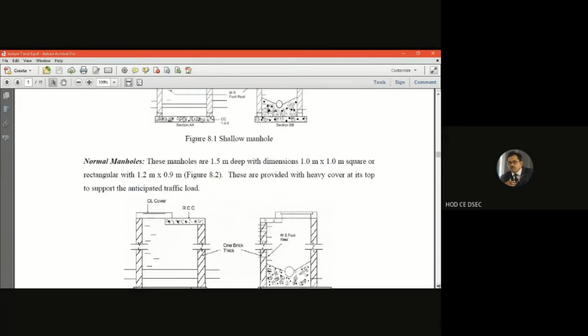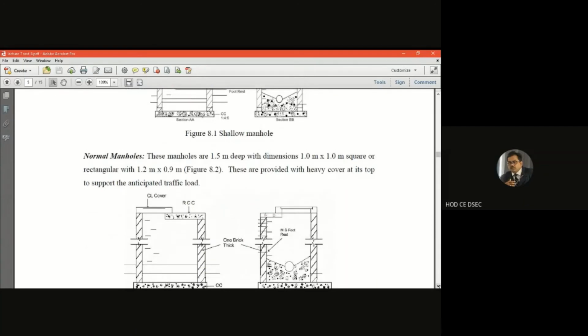Now the normal manhole means it is of intermediate depth. What do you mean by normal manhole? Now these manholes are 1.5 meter deep with a dimension of 1 meter by 1 meter square. So the dimension also increased as the depth is increased. Or rectangular, if we go, this is square I am telling you. If we choose the rectangular, then 1.2 by 0.9. So this also we can consider.